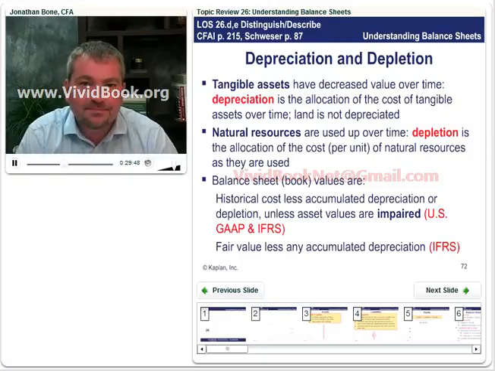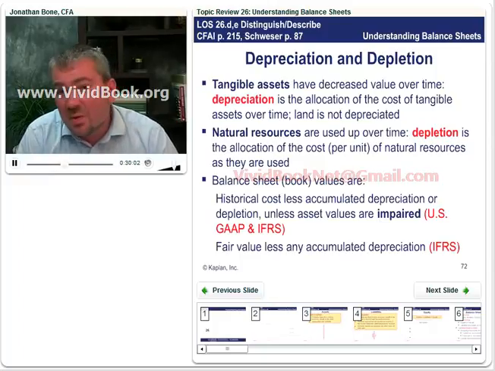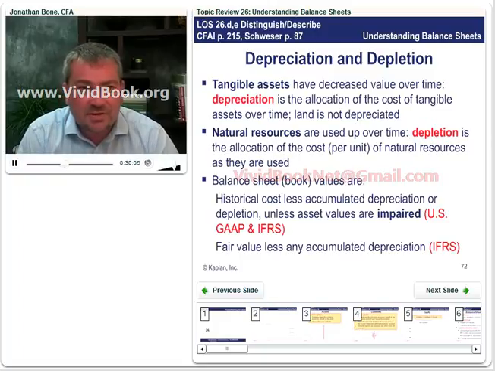So depletion is the method to allocate the cost per unit of a natural resource as we convert it into inventory. Now, balance sheet values are going to be historic cost. Remember, that's purchase price plus all of the costs of getting the asset into location and working condition, less accumulated depreciation. Accumulated depreciation is nothing more than a running total of the depreciation that's gone through the income statement so far. Okay. Now, depletion, of course, refers to our natural resources. So our natural resources are going to be historic cost less depletion. And, of course, our intangibles are going to be historic cost minus amortization.